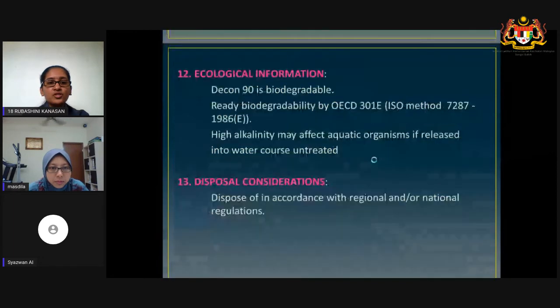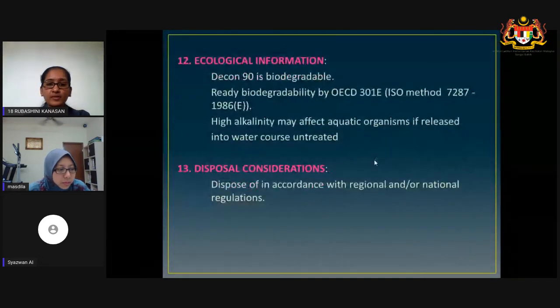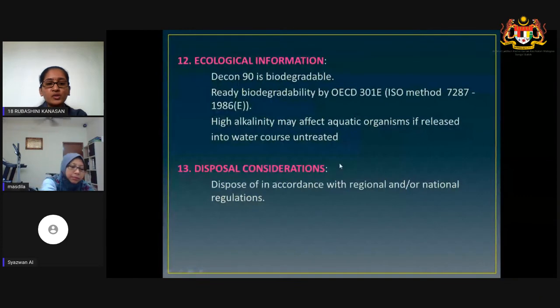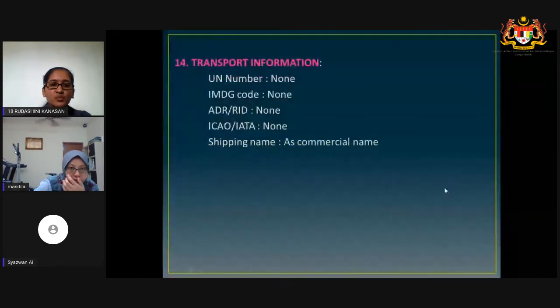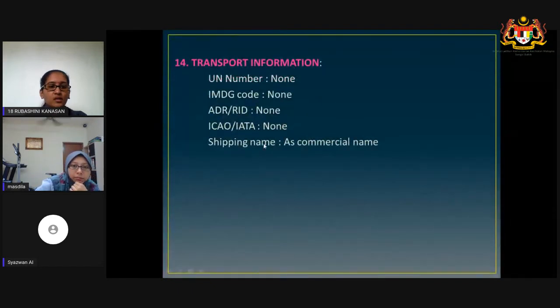Okay, for the ecological information, Decon 90 is biodegradable. High alkalinity may affect aquatic organisms if released into water course untreated. Okay, disposal consideration. Disposed in accordance with regional or national regulations, should follow the regulations. Okay, for the transport information, is followed by the STS, as shipping name, as commercial name. The others is unknown.